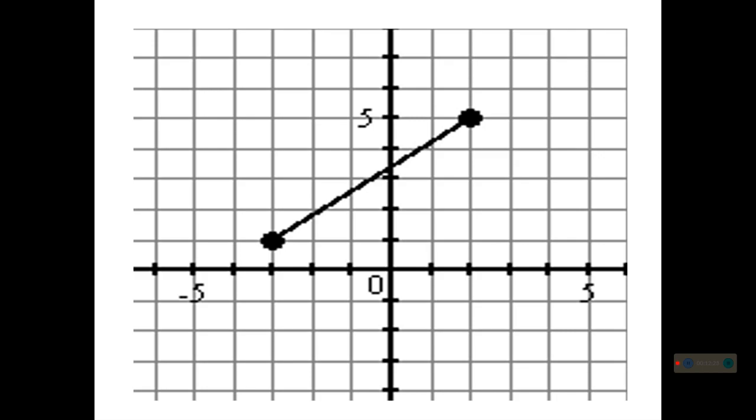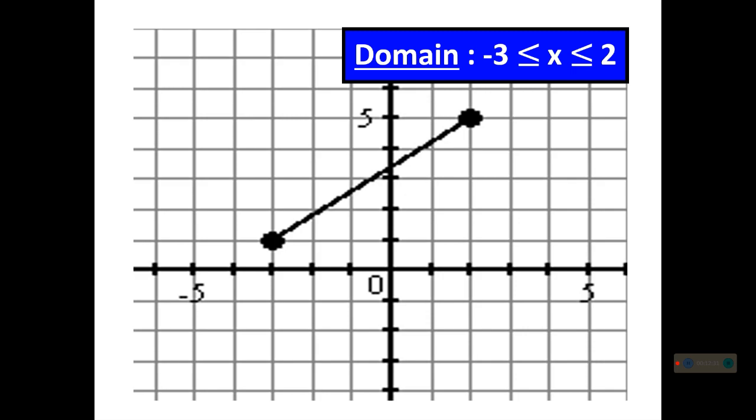Okay, next. How about this one? As you have seen, we have the closed circle or the blackened circle. So how are we going to have the domain and range of this? Let us just focus now on how we are going to express the domain and range using inequalities, since we're done with that lesson.